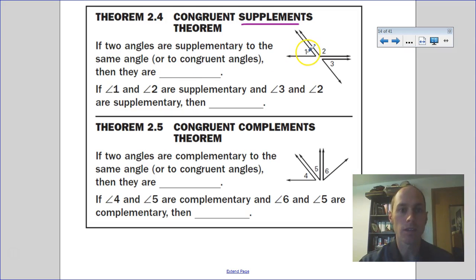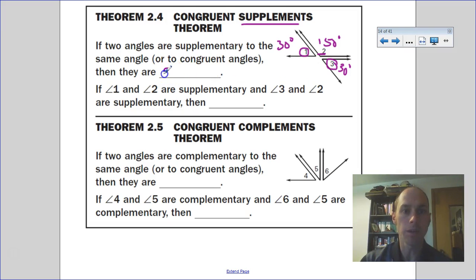So let's take a look at this. Angle 1 is supplementary to angle 2, and angle 3 is supplementary to angle 2. What do you think is true about those two angles? Let's just pretend for a second. Let's say this is 30 degrees. Angle 2 would have to be 150 degrees. And if 2 is 150, 3 would have to be 30 to make them supplementary. So I can see that 1 and 3 would have to be congruent.